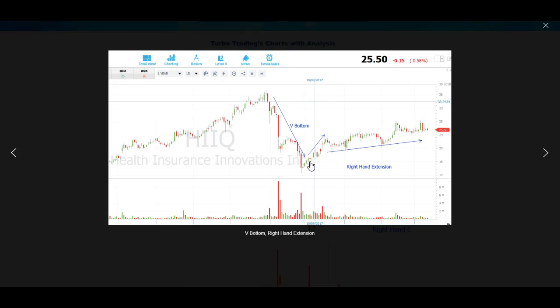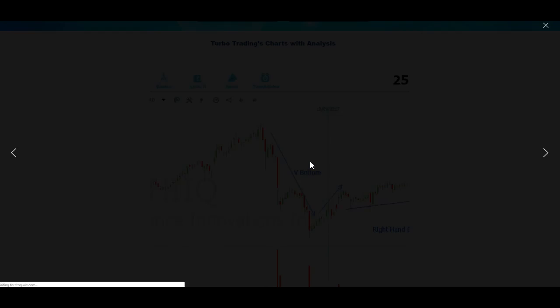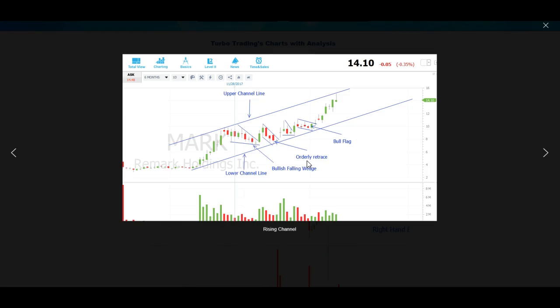So I'm looking for patterns that look like a bull flag and a bear flag. Okay, this is a good chart of the bull and bear flags. So we've got this uptrending channel, and this is the lower channel line, and the upper channel line.